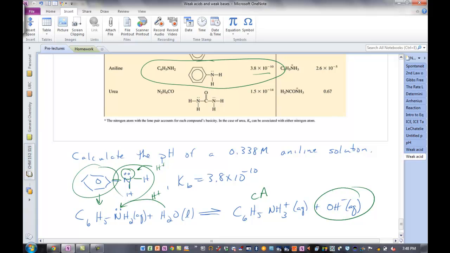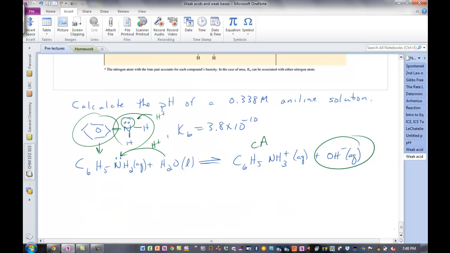And more importantly, look at what we produce. Bases produce hydroxide. Say it over and over again until it's stuck somewhere. Acids produce hydronium. Bases produce hydroxide. Initial. I kept the same concentration. We could change it. Doesn't matter.